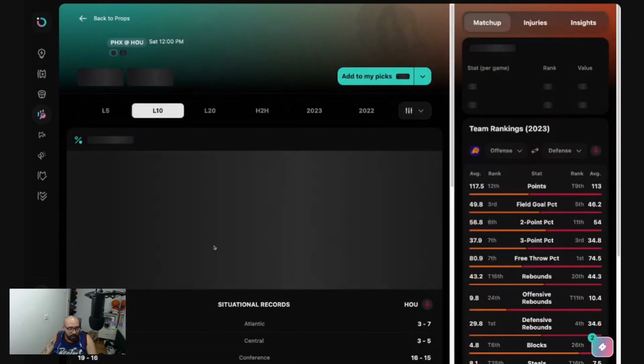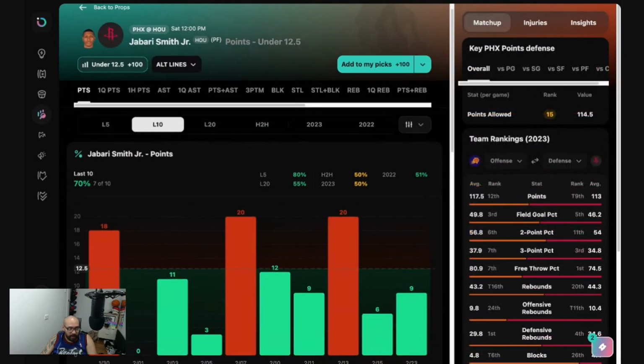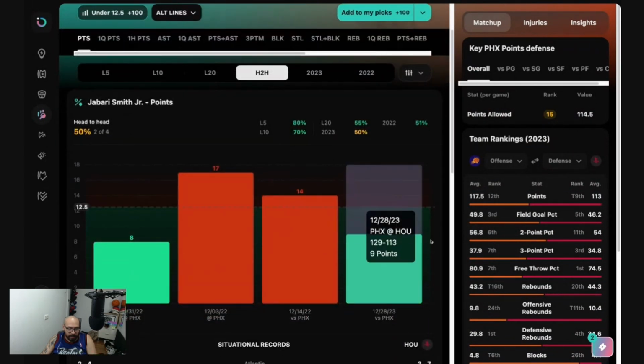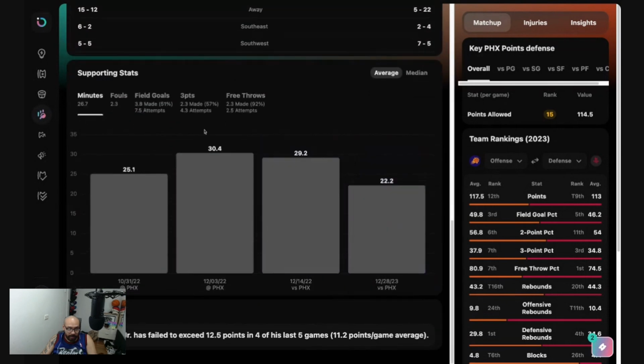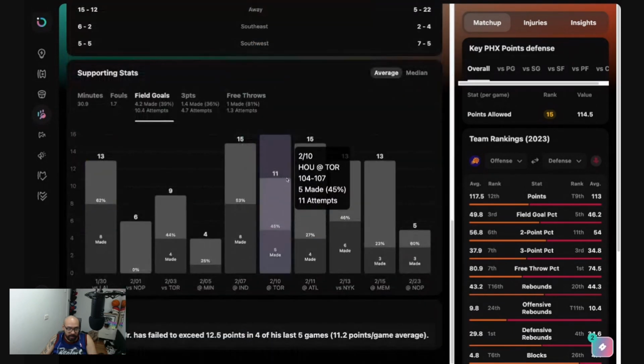Jabari Smith Jr. Looking at his points line at under 12.5, you can get that for plus money. He's got an under in 7 out of his last 10. And his last matchup against Phoenix, which was this season, he only scored 9 points. He played 22 minutes, only attempted 5 shots. So looking at his last 10 games, he's averaging only 10 shots per game, but he's playing 30 minutes.